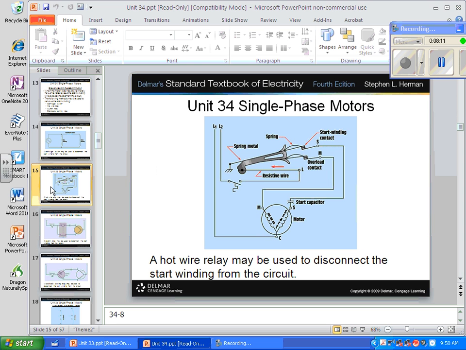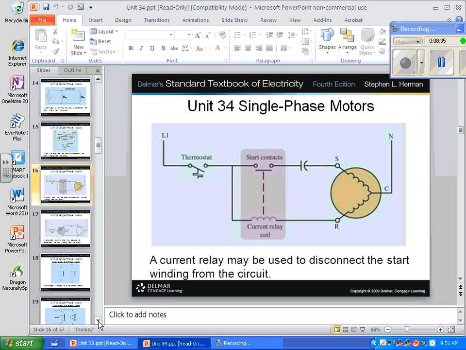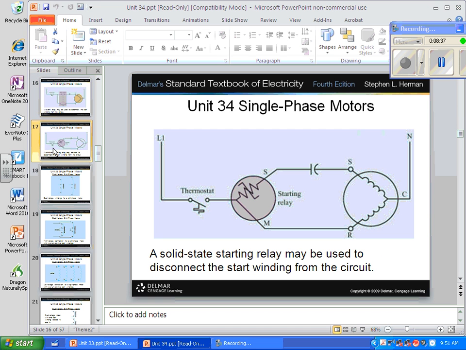So here we have, I believe this is a hot wire one. Yep, hot wire relay must be used to disconnect the start winding. So that's one way of doing it. Current relay, I'm probably not going to be asking you many questions about these in the lab because we don't have them. If we don't have them in the lab, they're not nearly as important to me because you're not going to bring one up, right? Okay, and here we have a solid state starting relay, and it does the same thing. It just disconnects when a certain thing happens.